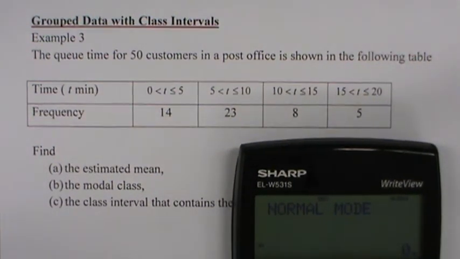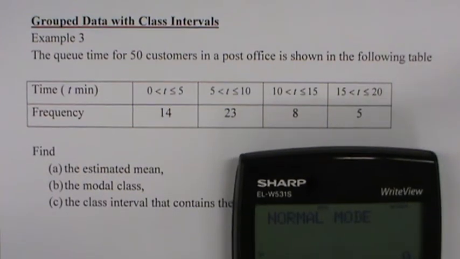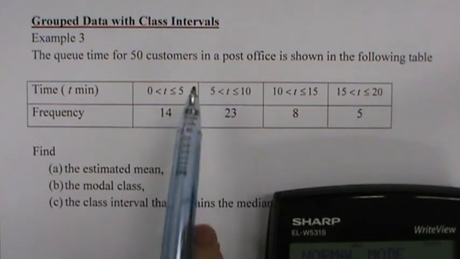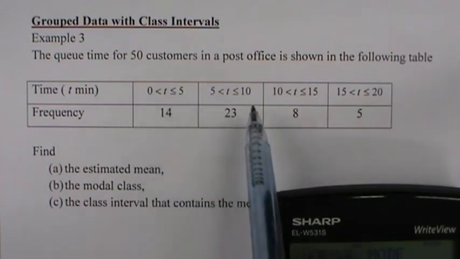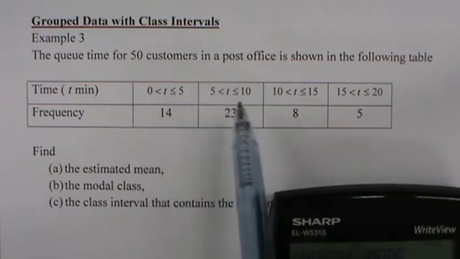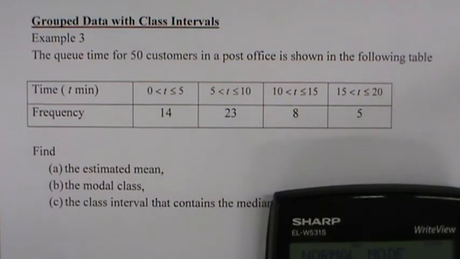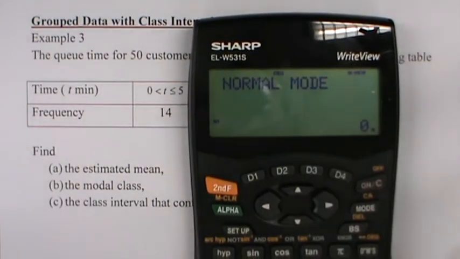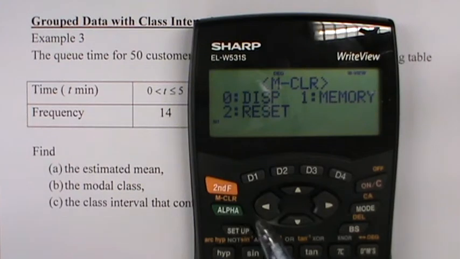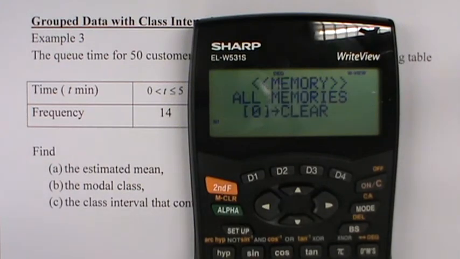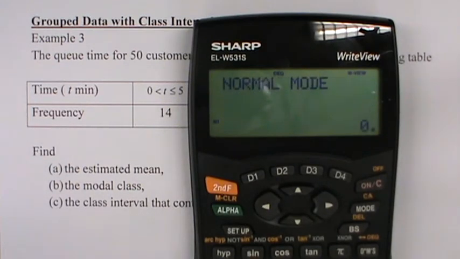Calculating mean with group data with class intervals. Now in this question, what do you notice about our data values here? These are all in terms of intervals. Before we begin, we must always check to make sure our calculator's memory has been cleared. So press second function, clear memory 1, 0 to clear, and all memories have been cleared.